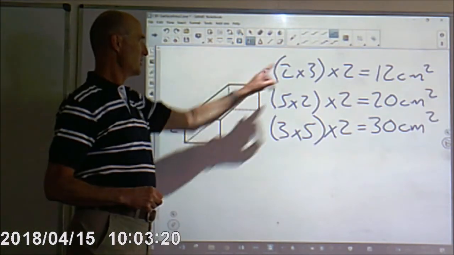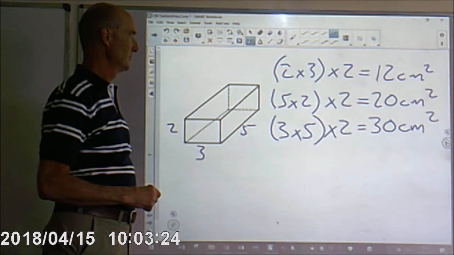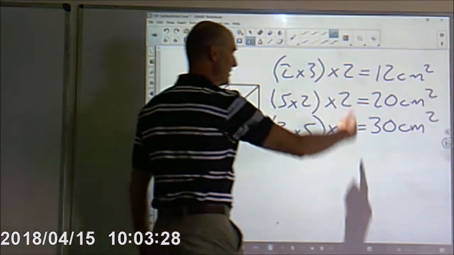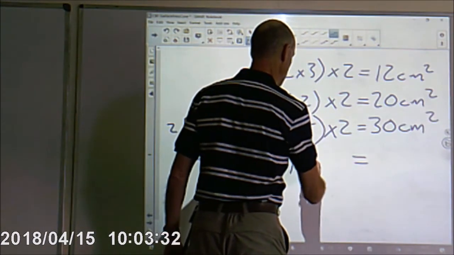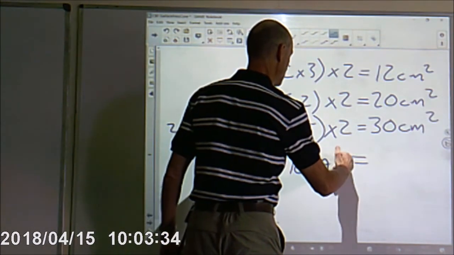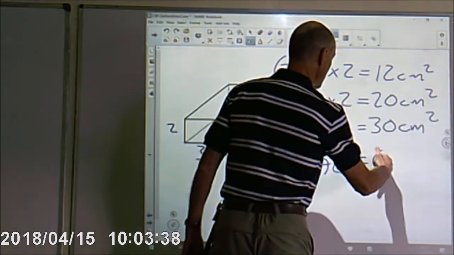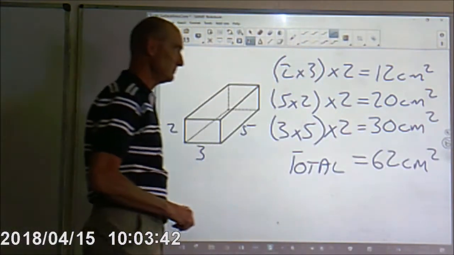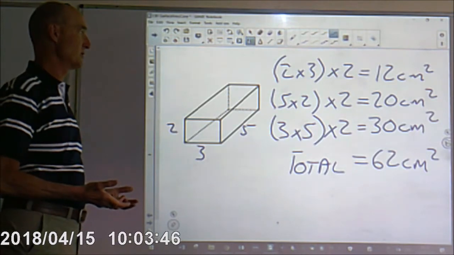So that's all 6 faces, all 6 sides have been accounted for now. So to get the total surface area of that cuboid, we just add all of those together, which gives us a grand total: 12 plus 20 plus 30, 62 centimetres squared. That should have been a revision, and it should be fairly straightforward for you.